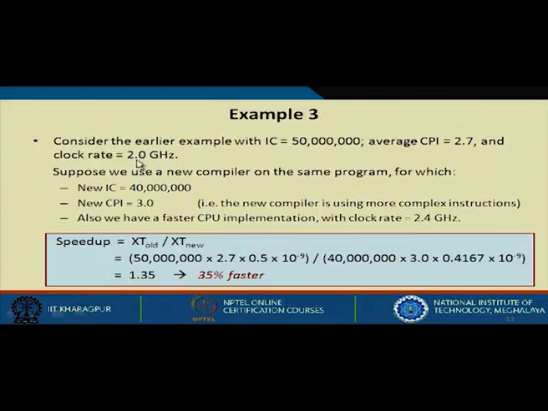So, these are the different cases. One is having 2 gigahertz, this is having 2.4, but the CPI of this is less, the CPI of this is more, and the instruction count of this is even more and this is less. So, if you compare this, what will be the speedup? You have to find the execution time of the old one compared to the execution time of the new. You just put those values, you get the execution time of the old, and you put all these values, you will get the execution time of the new one, which comes down to 1.35. So, we can say that it is 35% faster.